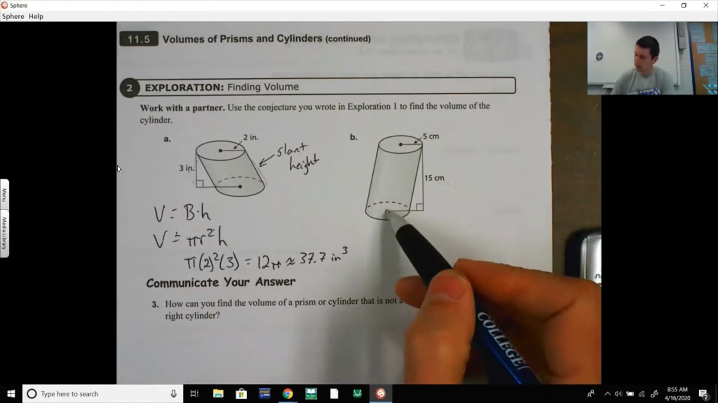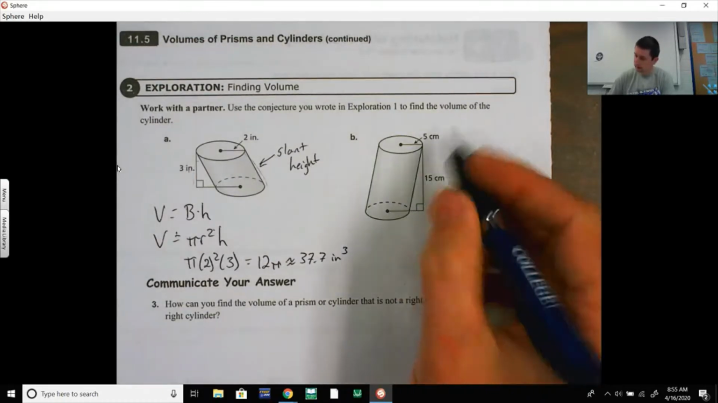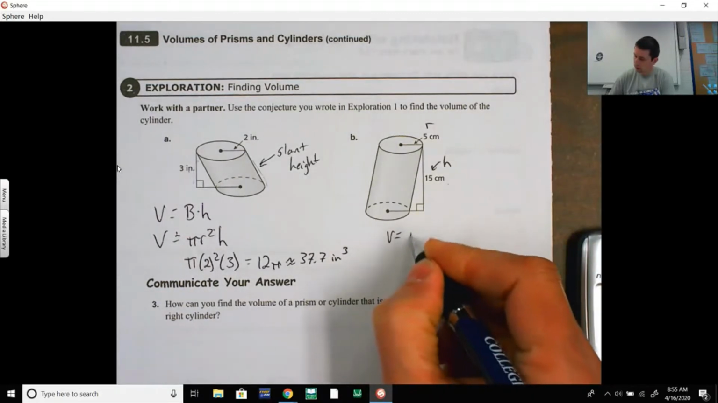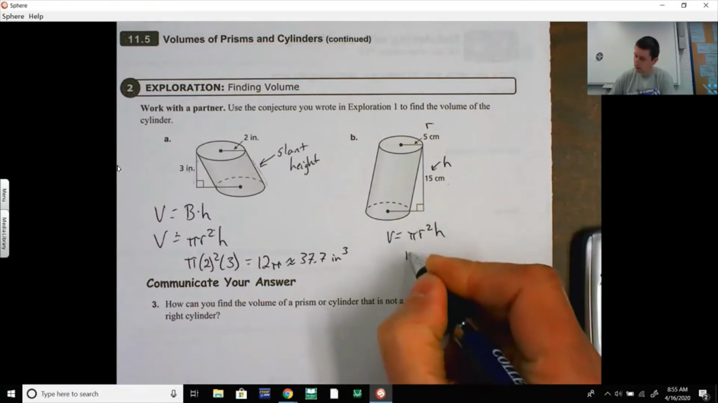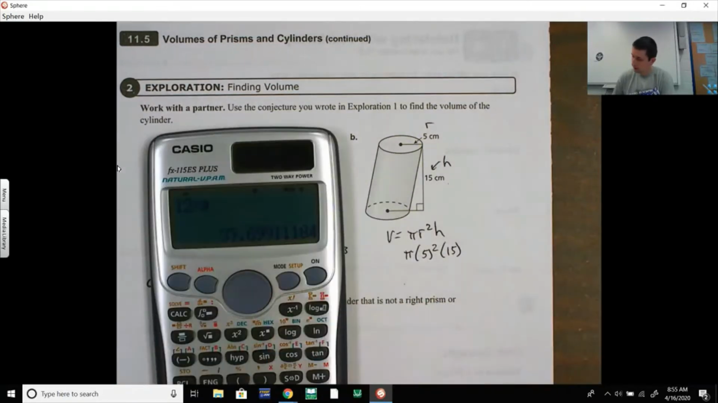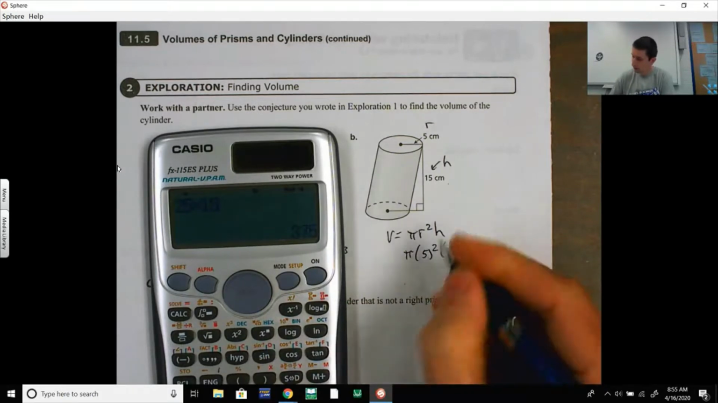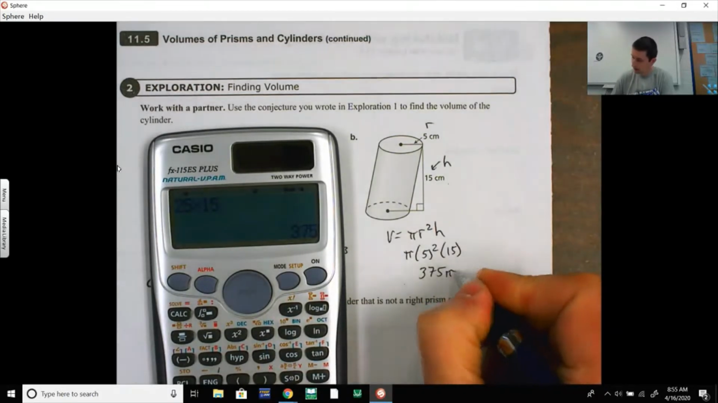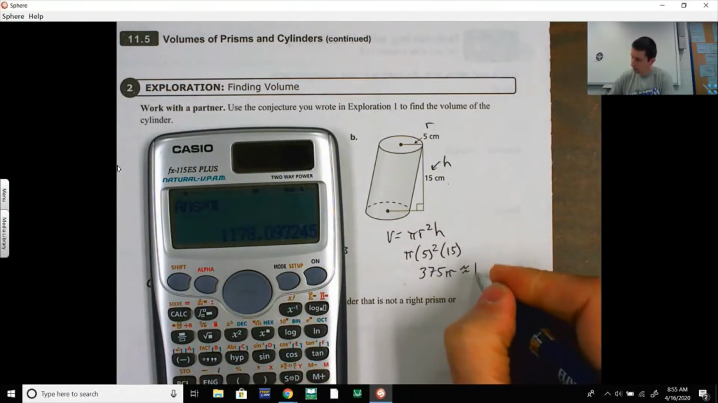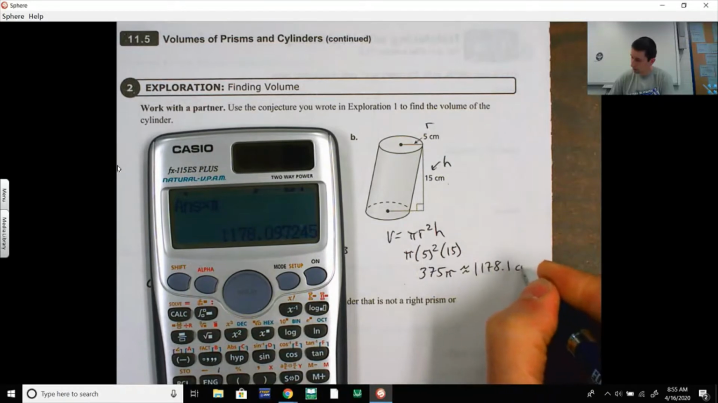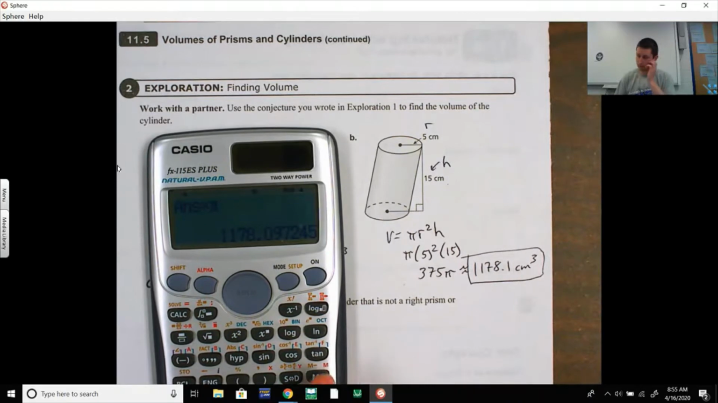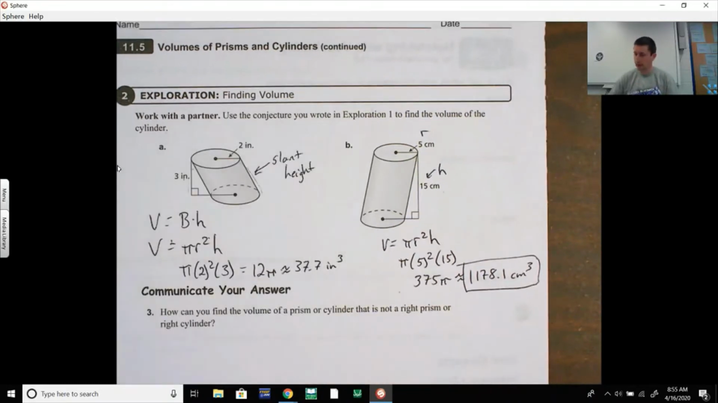Another oblique cylinder. The height is 15. There's your height. There's your radius. So we're going to use volume equals pi r squared h. So pi times 5 squared times 15. So 25 times 15, we have 375 times pi, which is about 1178.1 cubic centimeters. So area of the base times the height, you have to find the height.